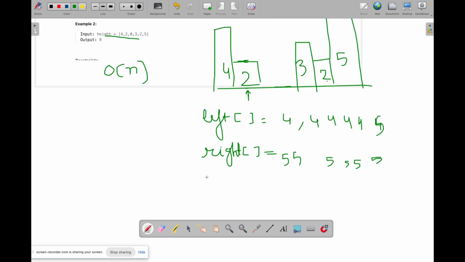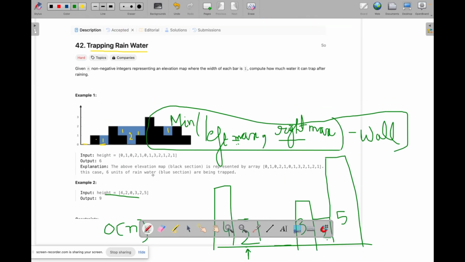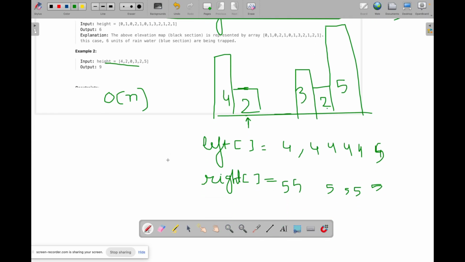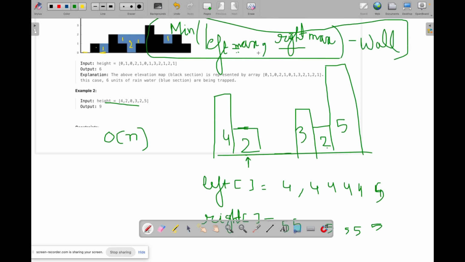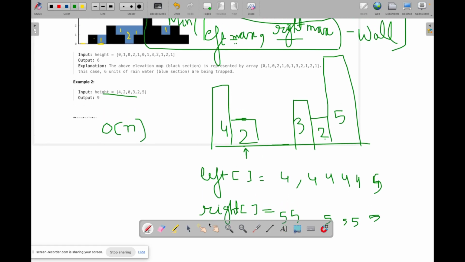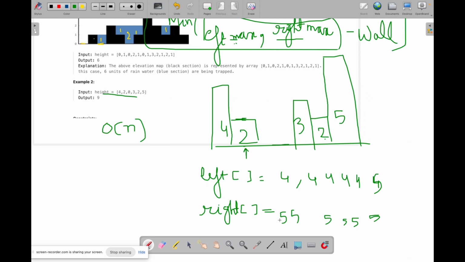Okay, now what we will do is we will run one for loop to calculate this thing. At each index, I will take the minimum of left comma right. So 4 comma 5, the minimum is 4, and minus height of the wall. So 4 minus 4 is 0. So at this index I will store 0 unit of water.